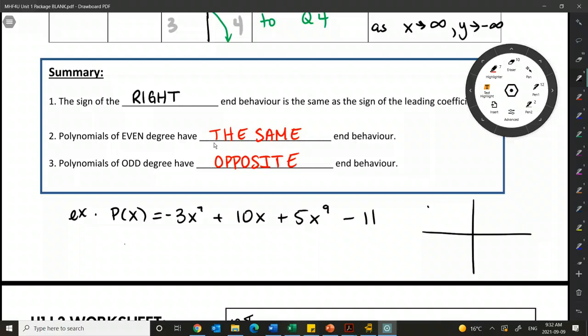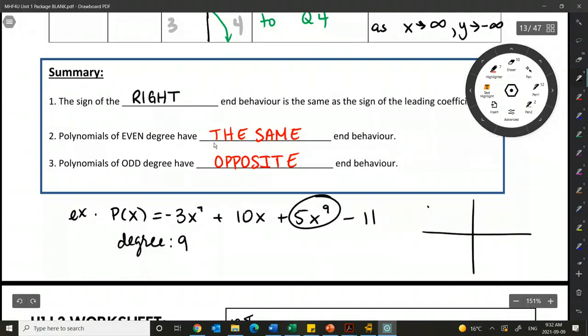So firstly, what is the degree here? Degree is 9, correct? That's the x with the highest exponent. What is the leading coefficient? 5. So in other words, the leading coefficient is positive and the degree is odd.